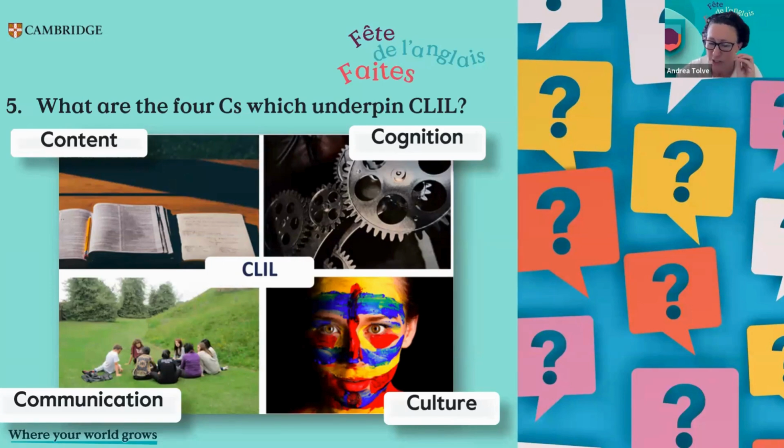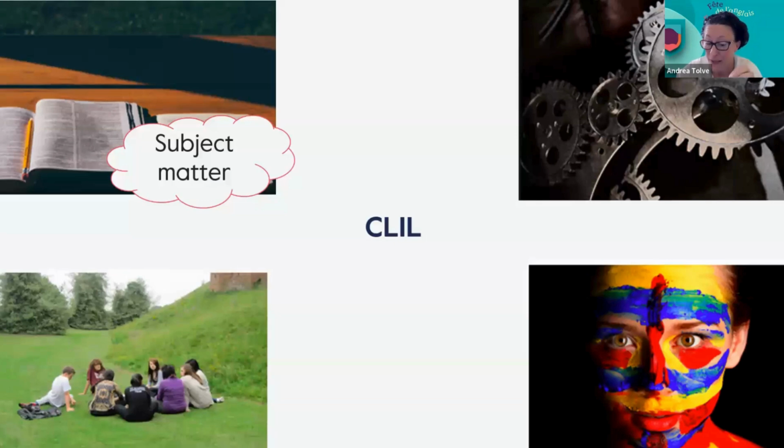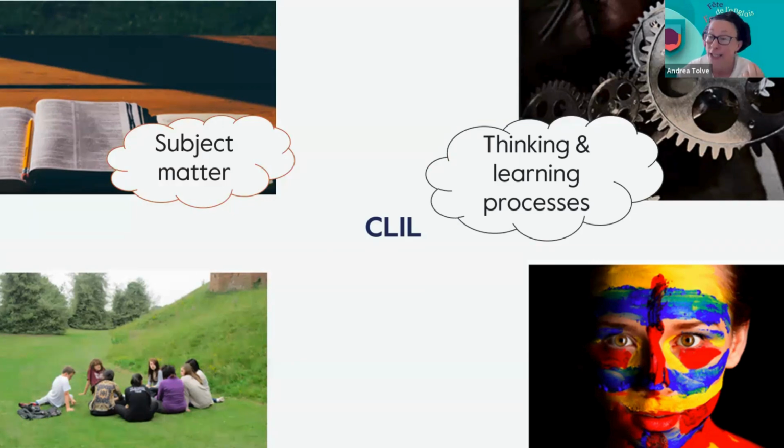So what does each C mean? The first C, we said, stands for content. This is the subject matter. It could be science, it could be history, maths, art. And in CLIL, we know that learners are not just learning a language, they're learning real, meaningful content in another language.